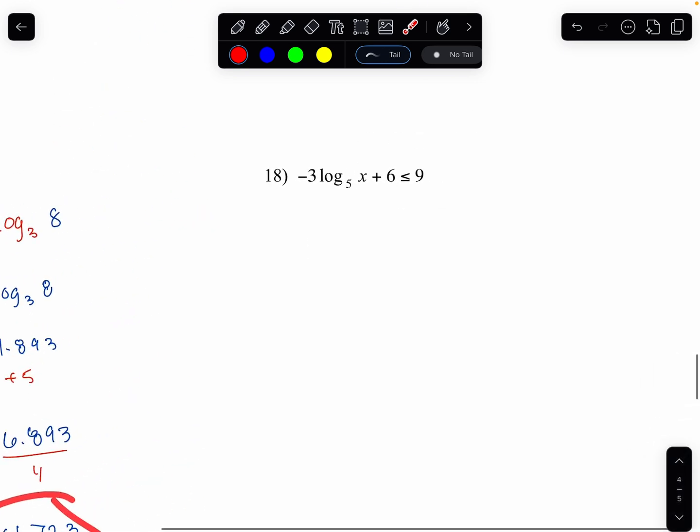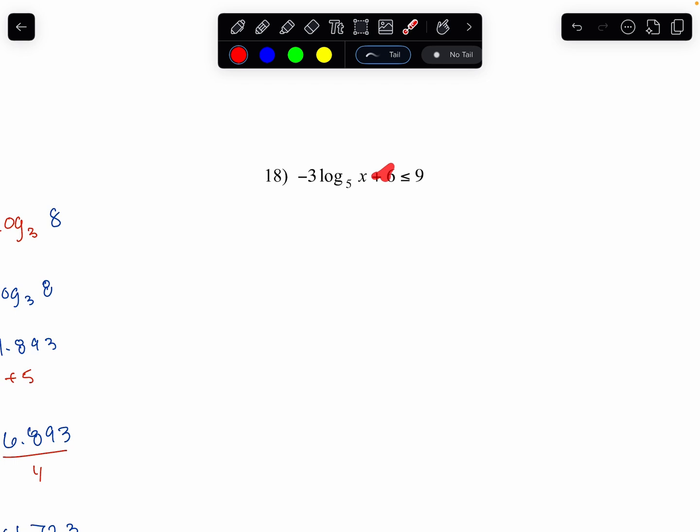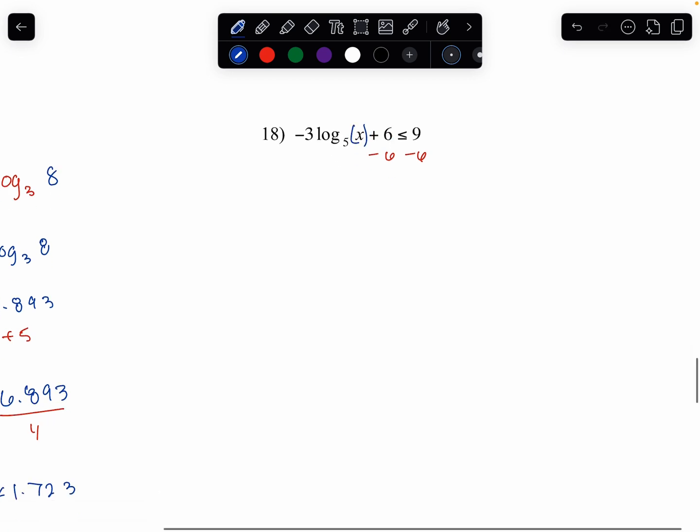Okay, and then here, let's get rid of this 6 right here. So let's go ahead and subtract 6. If there's no parentheses shown here, that means that this is not included. So parentheses are actually right there, if that helps. So negative 3 log base 5 of x is less than or equal to 3. Now in this next step right here, whoops, I forgot to write my x right there.